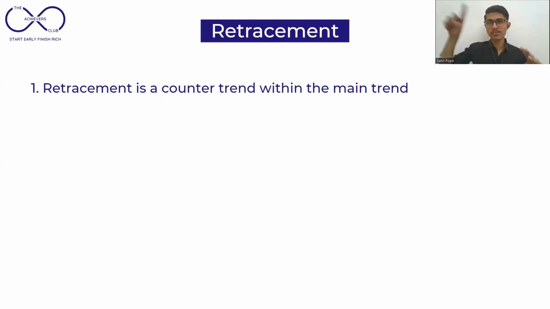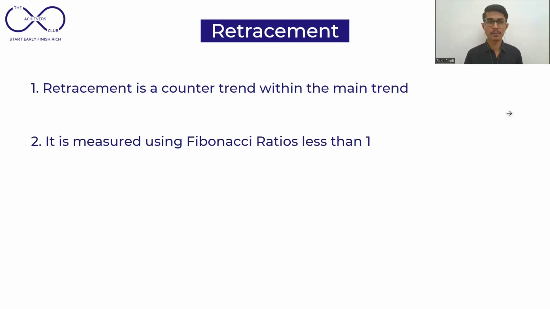Because when it comes to an uptrend, the counter trend will be on the downside. Similarly, when the trend is completely on the downside, like a bearish trend, the counter trend will be bullish, right? So that is how it works. And it is measured using Fibonacci ratios less than 1, which we have discussed, like 0.618, 0.5, 0.382, and 0.23. That's what these ratios are all about.